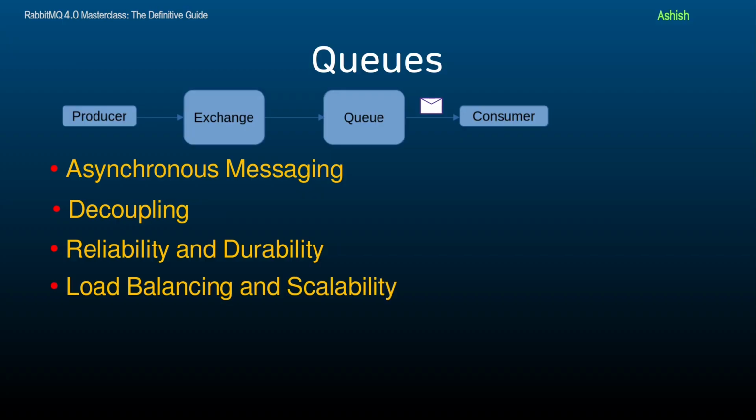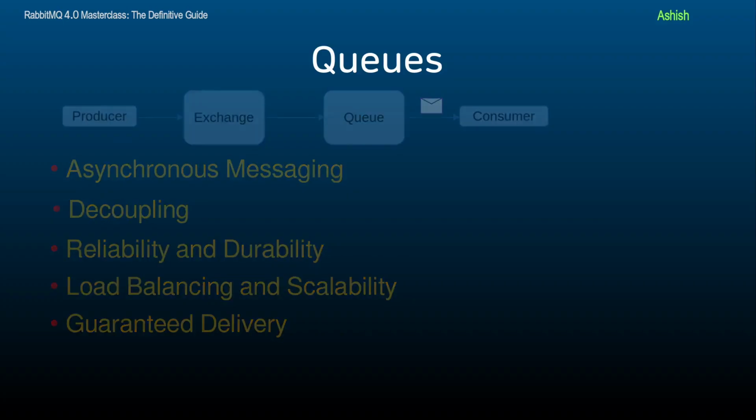Queues enable you to implement load balancing. Multiple consumers can listen to the same queue, distributing the workload evenly among them. This allows RabbitMQ to scale horizontally, processing high volumes of messages in parallel. RabbitMQ ensures that messages are delivered at least once. Queues help ensure that messages are stored safely until a consumer processes them.